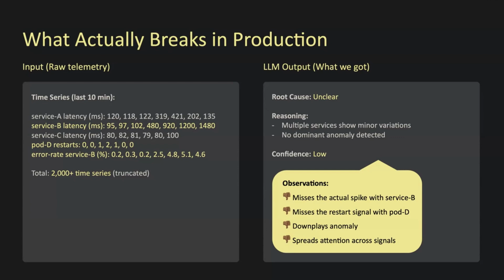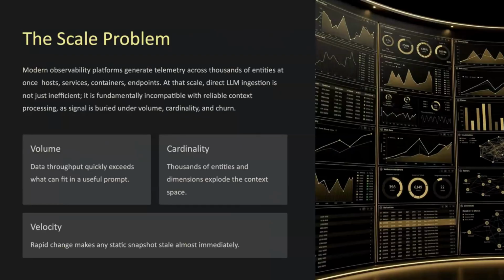It completely downplayed the anomalies, and it spread the attention across signals. So this is a very small example, but if you were to take a step back and look at the whole production system, the scale is going to be massive. You will ideally have thousands of entities, which include services, pods, containers and endpoints emitting all of your metrics and logs. And continuously, the state of these systems is changing with time.